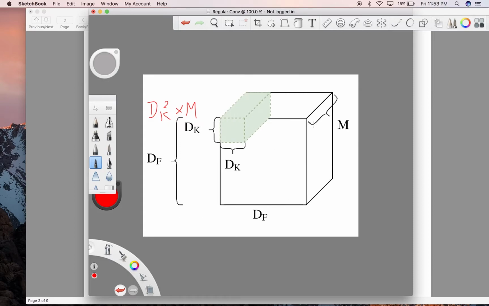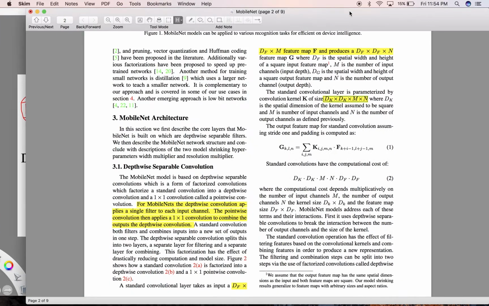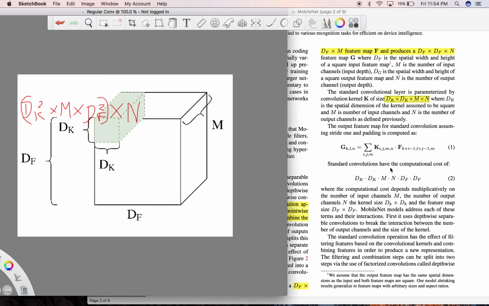So I'll do df calculations across the width to give me a width of df, and I'll do df down the height. So that'll be times df squared. And remember, I have n such filters. So I'll multiply this entire thing by n, and that's exactly what he has here. So yep. So he says the standard convolutions have a computational cost of dk squared times m times df squared times the number of filters.